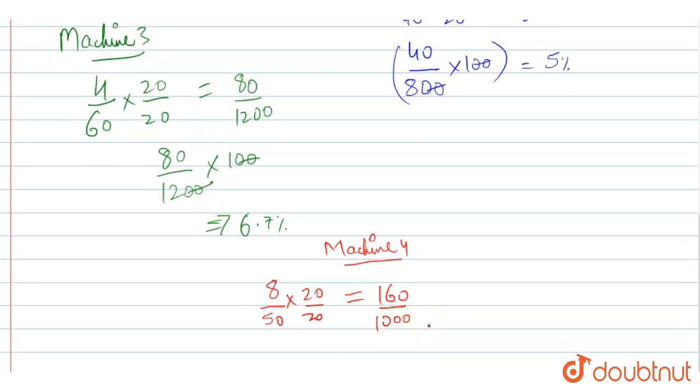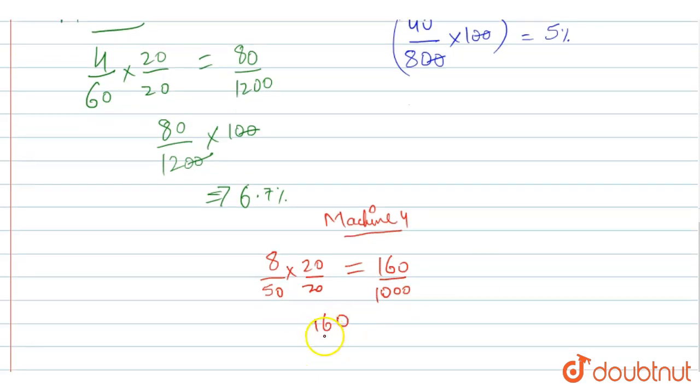And for percentage, we simply multiply by 100. So 160 upon 1000 into 100. The zeros cancel, and we get 16 percent.